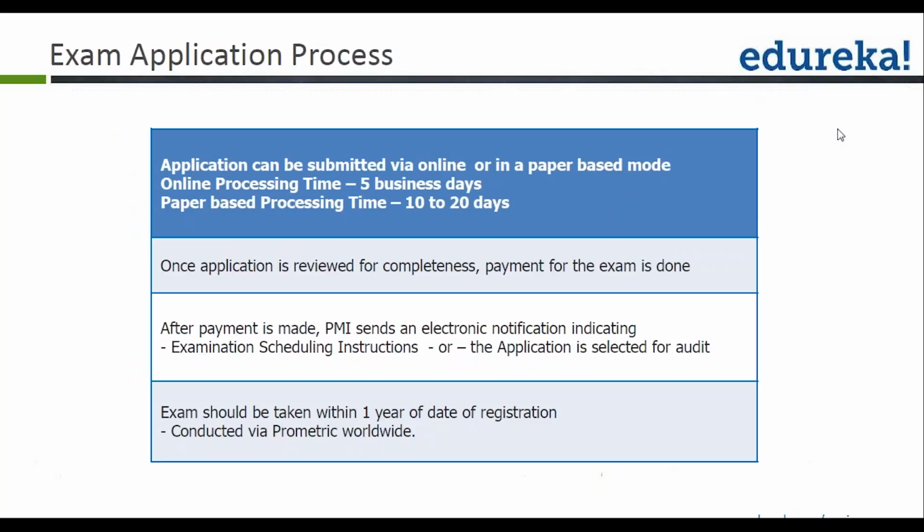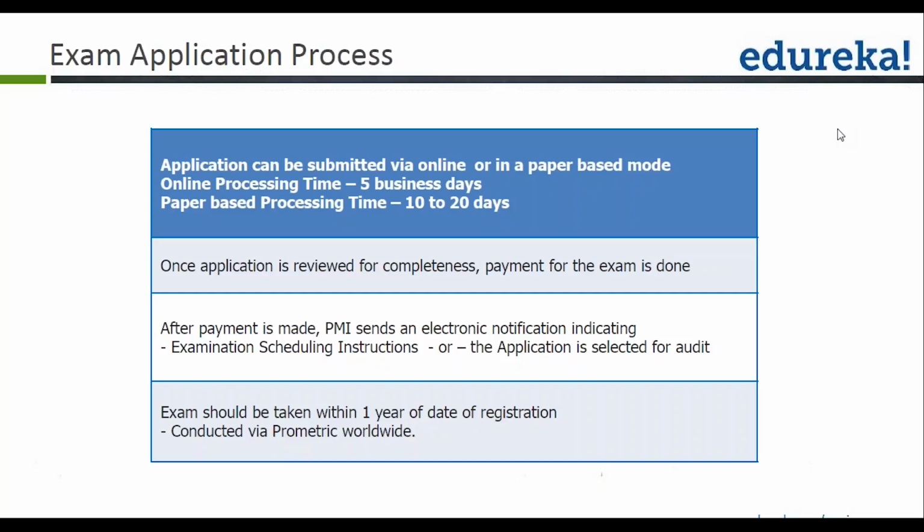So the procedure is, first you have to fill in the PMI-ACP application form and submit it to PMI. PMI usually takes 4 to 5 business days to review it. Once PMI reviews the form, they will send you an email asking you to pay the fees. After the fee is paid, you will get an electronic notification about the exam scheduling. Otherwise, your application might also land into an audit.